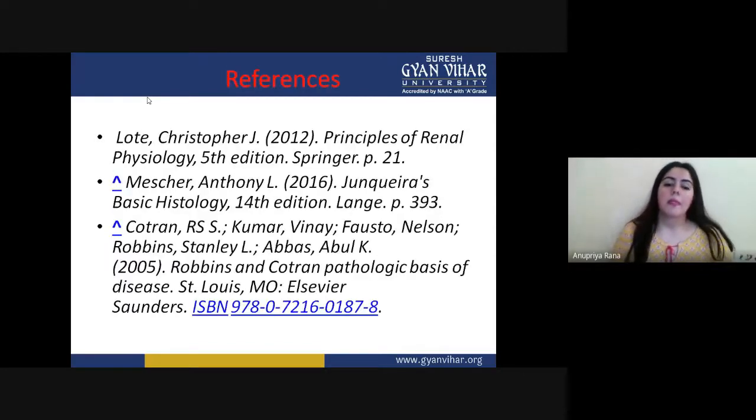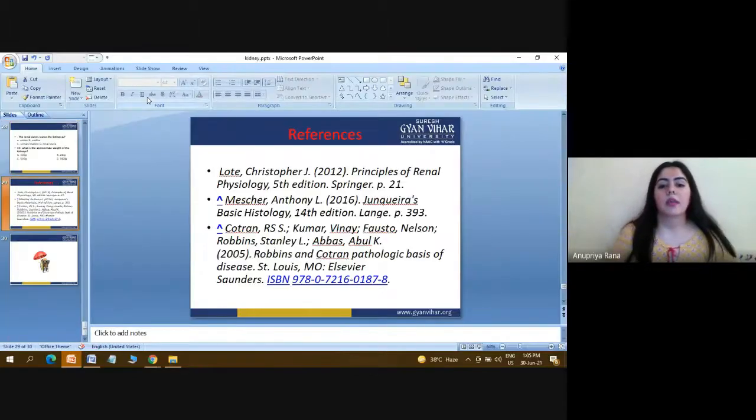Now, I think that's all about the kidney. We went through it, but still, if you have any problem, you can go through these references. They are going to help you understand more about the kidney's physiological function, its parts, and how they are utilized in the body. So this is all for today. I think you got it as I wanted you to.